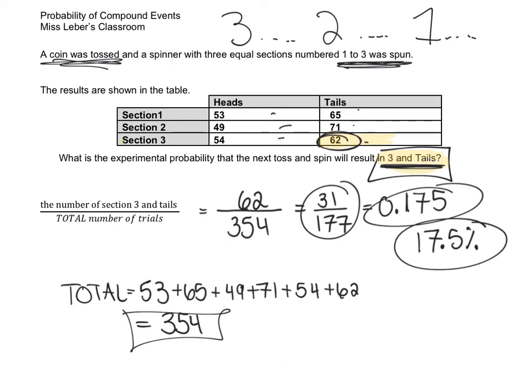So I set up my fraction of the number of 3 and tails, which was 62, over the total, which is 354. Simplified that fraction down because they were both even numbers to be 31 over 177, and then I turned it into a decimal as well as a percent. Again, you're more than welcome to leave your answers as a fraction. Just be comfortable going back and forth from fraction to decimal using your calculator or your side swipe or however you are converting your fractions to decimals. We have one more example left, and you can go ahead and try it yourself. You can pause it. I'm going to do the exact same thing. So here's our next example.